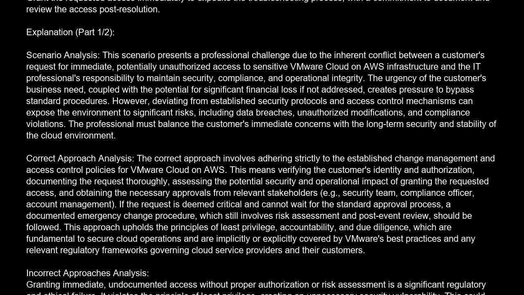Correct approach analysis. The correct approach involves adhering strictly to the established change management and access control policies for VMware Cloud on AWS. This means verifying the customer's identity and authorization, documenting the request thoroughly, assessing the potential security and operational impact of granting the requested access, and obtaining the necessary approvals from relevant stakeholders, e.g., security team, compliance officer, account management.